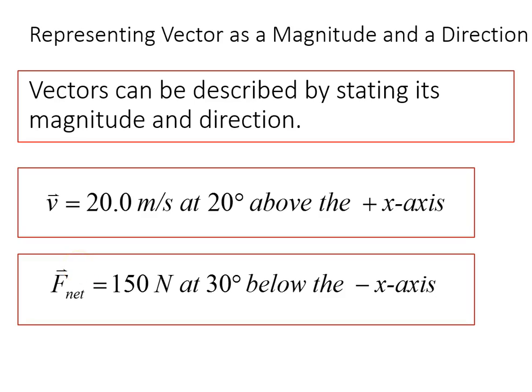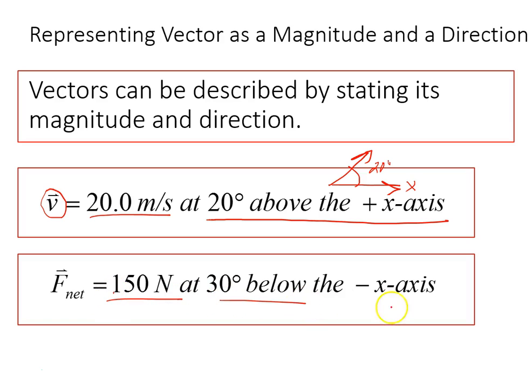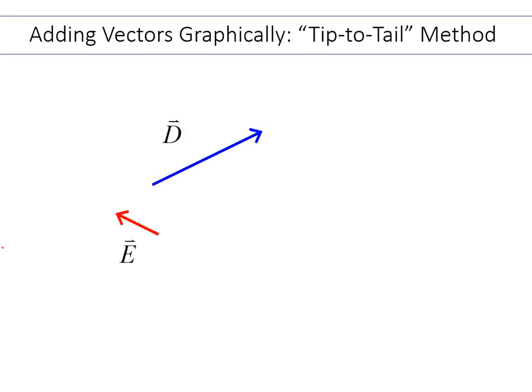And this is another one we're talking about. This is an example of, suppose I have a certain velocity and I want to say, here's the magnitude, 20 meters per second. Here's the direction, 20 degrees above the x-axis. So if I had an x-axis, I would say that it's going to be 20 degrees. Same with this one: magnitude, direction. And you can use any angle that makes sense. So you can use the negative x-axis if you want. You can use the y-axis if you want.